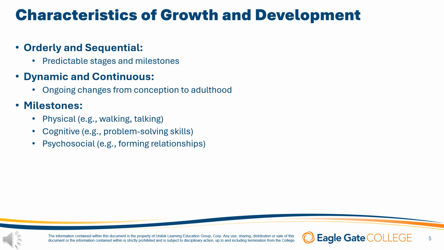This predictability helps in monitoring and supporting growth, as it allows for the identification of any deviations from the expected pattern that might indicate developmental delays or health issues. Understanding this predictable nature of growth helps us to anticipate developmental needs and provide timely interventions if necessary. It also aids in setting realistic expectations for parents and caregivers about what to expect at each stage of development.